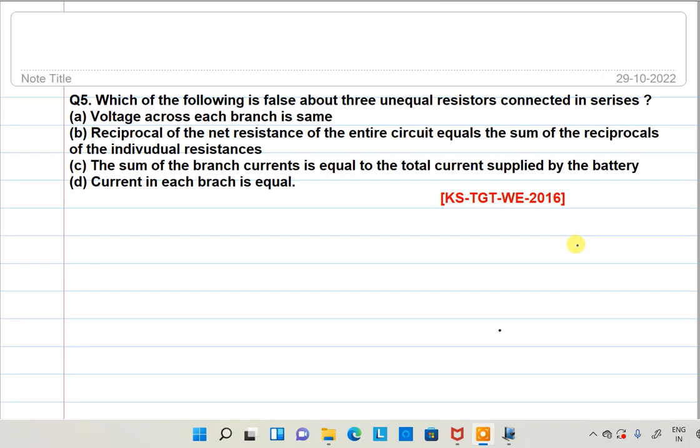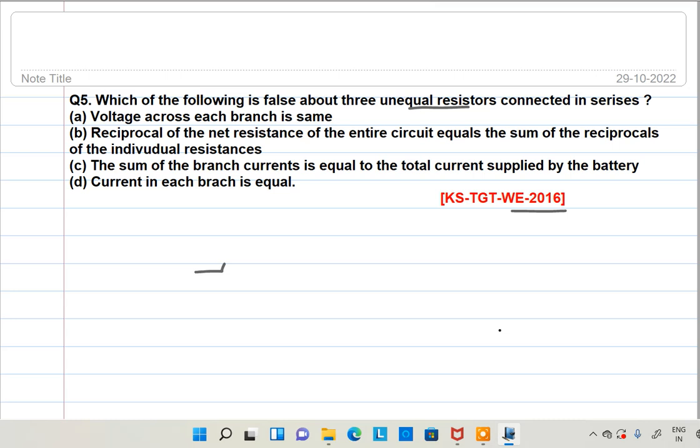Next, question number 5. This is the question from the 2016 question paper. In the examination, some of the questions are difficult, some are moderate, and some are easy. That is the pattern of the exam. If you are prepared thoroughly, with all the practice, all the problems, as well as the difficult concepts learned, you can definitely crack your exam. So coming to here, which of the following is false about three unequal resistors connected in series?